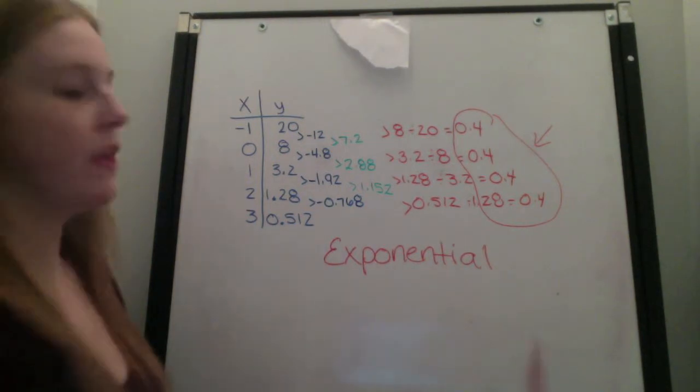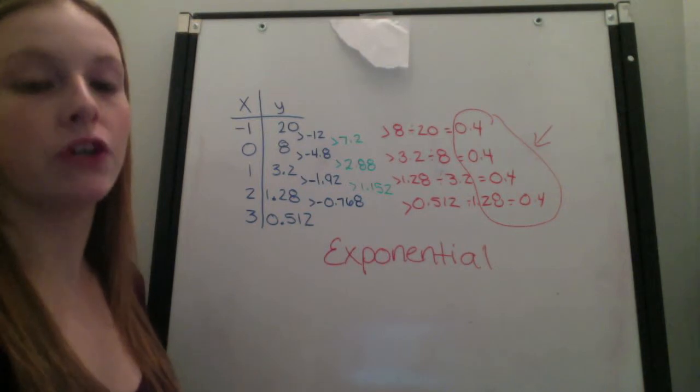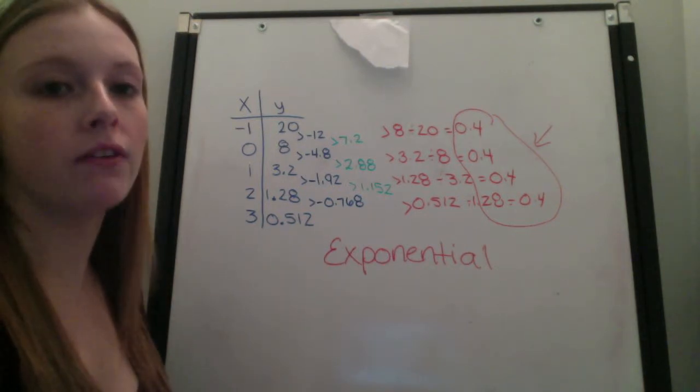Always be careful that when these decimals are close, it could still be exponential, and your calculator might just round it.